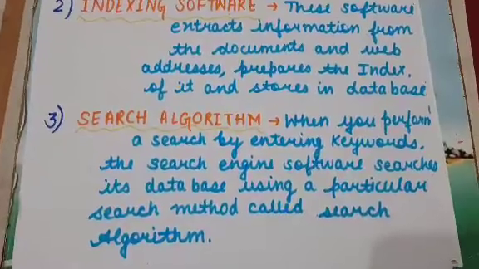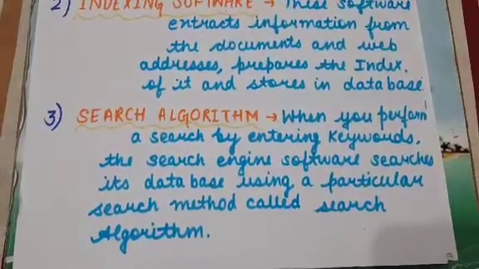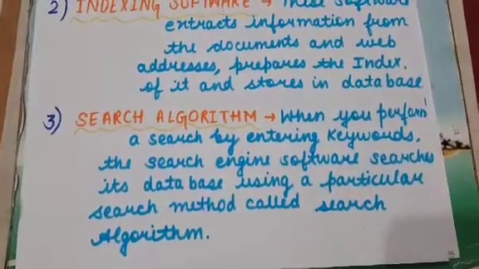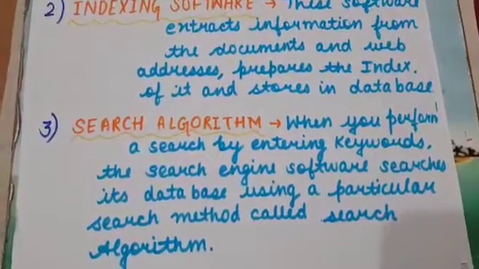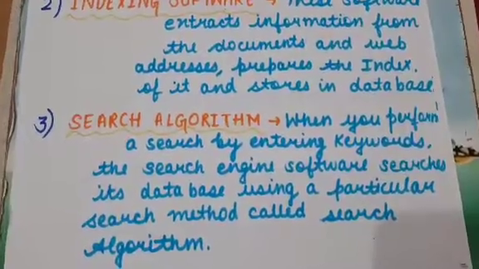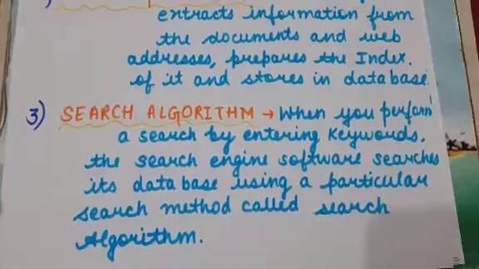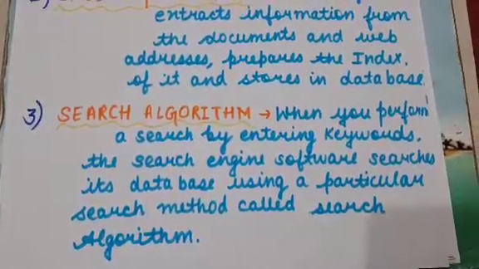When you perform a search by entering a keyword, the search engine software searches in the database using a particular search method called the search algorithm. After that indexing, the search algorithm will be applied to the number of websites or web pages in the database to select the required information.